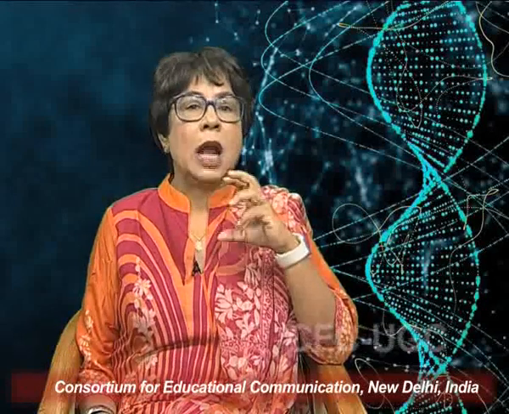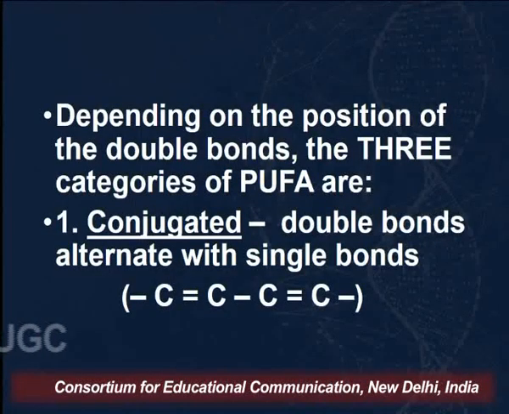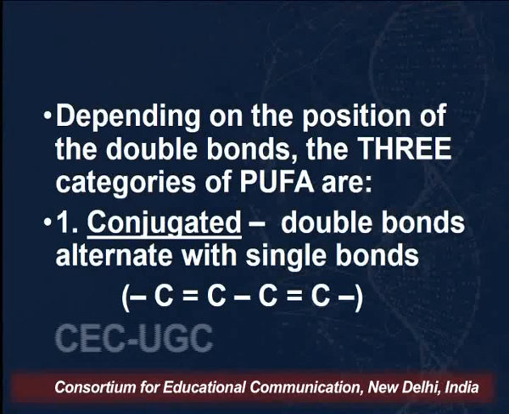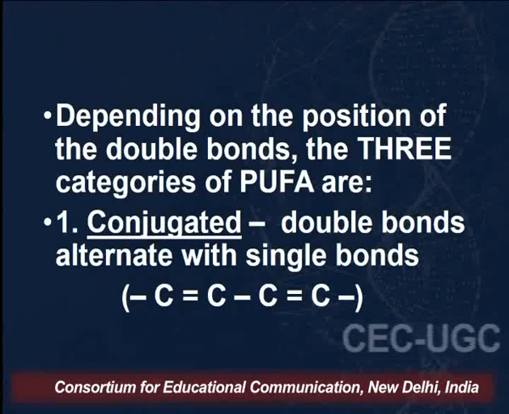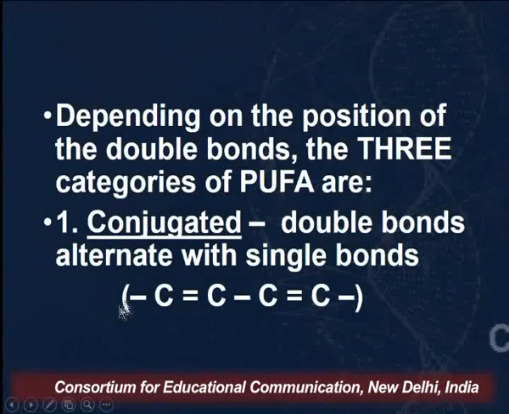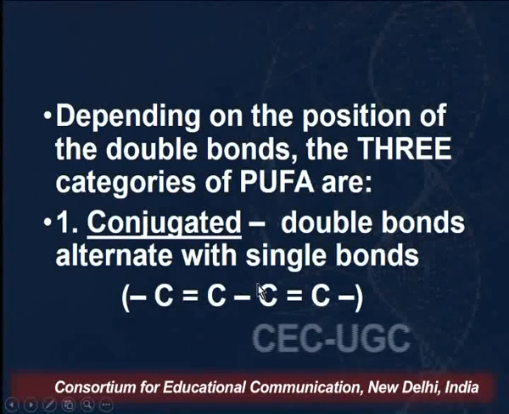And now as you can see on your screens, depending on the position of the double bonds, the three categories of PUFA are conjugated double bonds. Now, what do we mean by saying conjugated double bonds? That is, in this molecule, you have an alternate double, single, double bond.